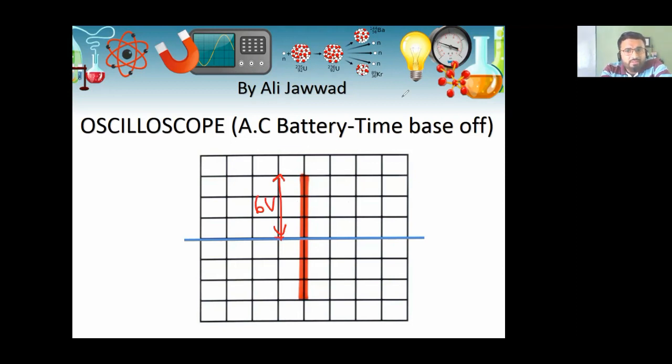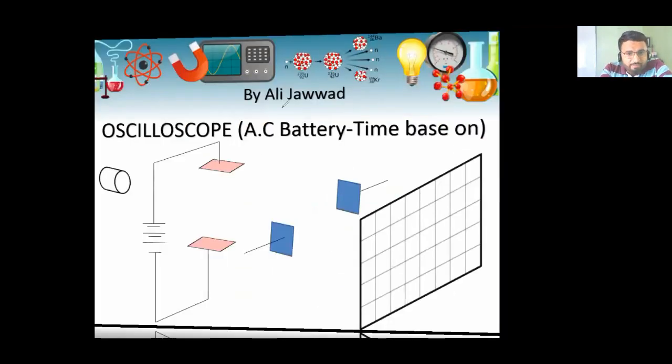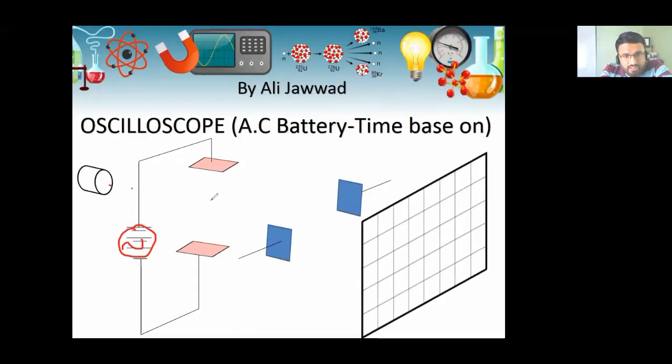Now what will happen when the time base is turned on? I'm again repeating that time base means that there will be increased charge on horizontal plates, and 1 volt after another will be there upon passing each second. So if an AC supply is connected over here, the first electron will definitely strike the origin. Later on, what will happen?